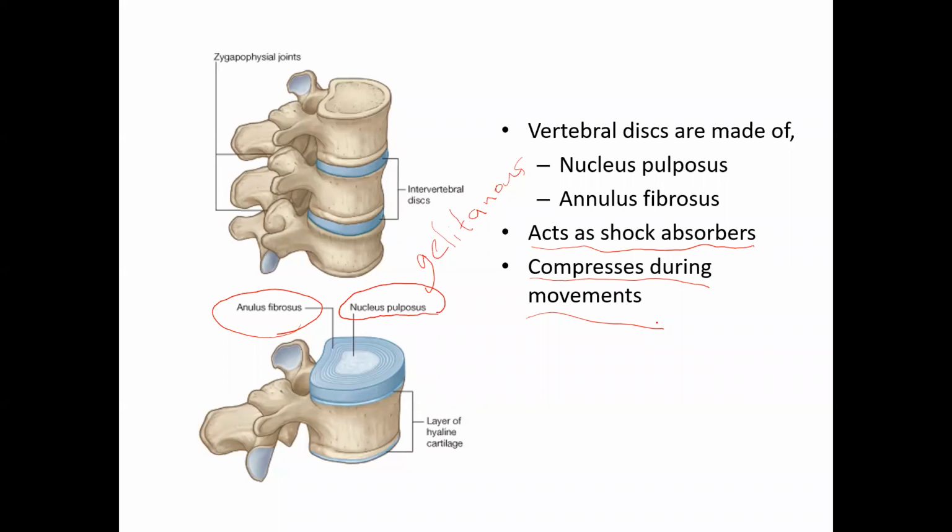So this joint: the surfaces of the vertebrae are lined by hyaline cartilage. So this surface will be lined by hyaline cartilage, okay? Two layers of hyaline cartilage on either side, and the intervertebral disc in the middle, give rise to a symphysial joint or a secondary cartilaginous joint.